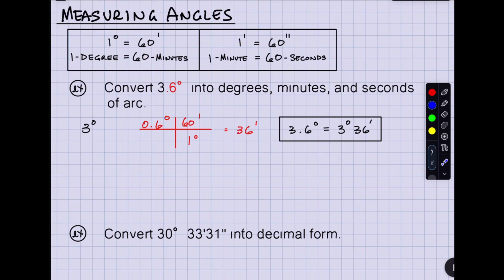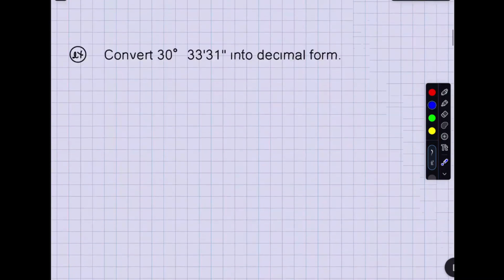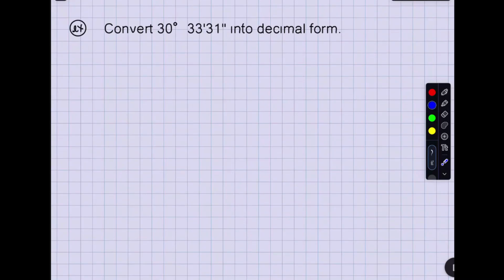Because if I convert this into minutes, I'm going to have a lot of minutes, right? Too many minutes extra, right? It's going to be like 1,800 minutes. For what reason? Why am I doing that? Because there's a lot of degrees in there. So I'm only worried about the part. All right, convert this into decimal form.